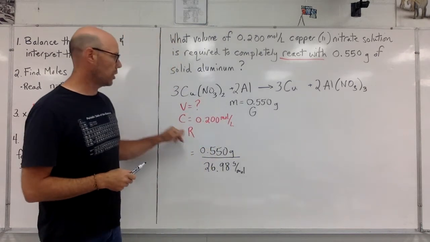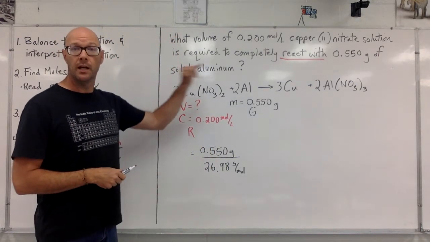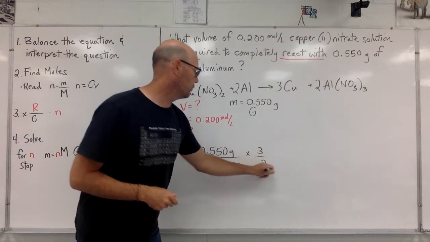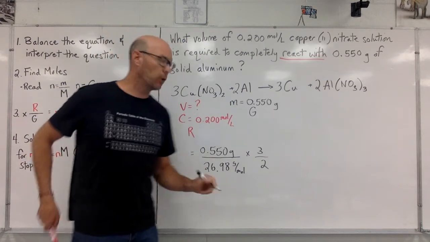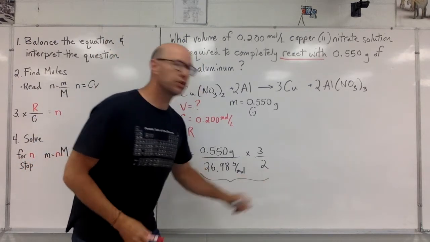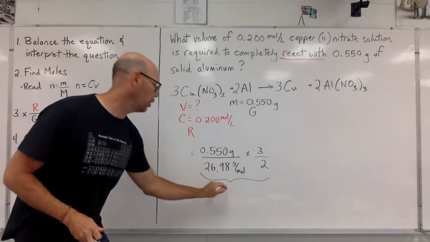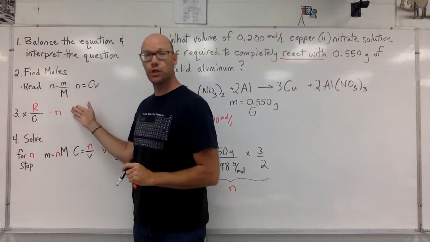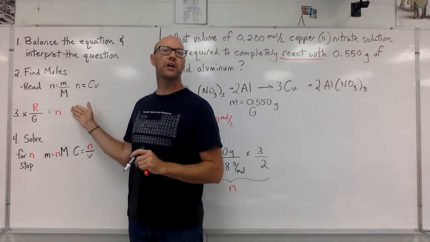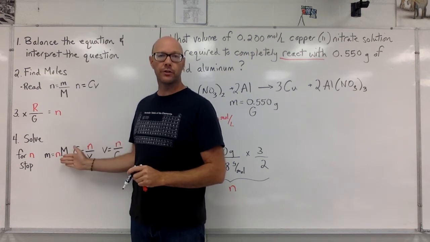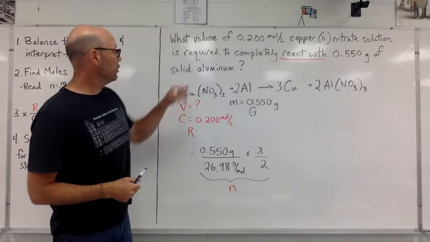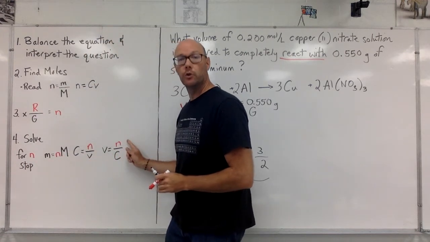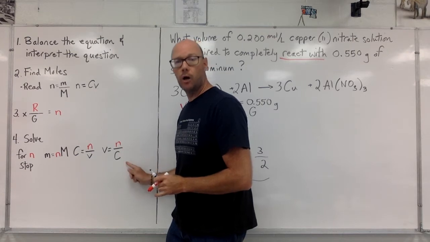We have these nice labels, R and G. R is 3, G 2, times 3 over 2. All of that work, our initial work and the ratio, is what we've been calling red M. If we were to stop right now after the R over G, we would have this red M. That's the moles of the required. But now we're going to solve pretty explicitly what volume. We're looking for the volume, so we pick our formula here. Volume is the red N, which we have right now, divide by concentration.